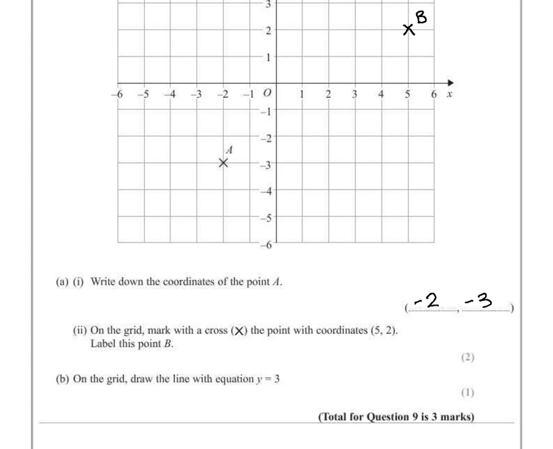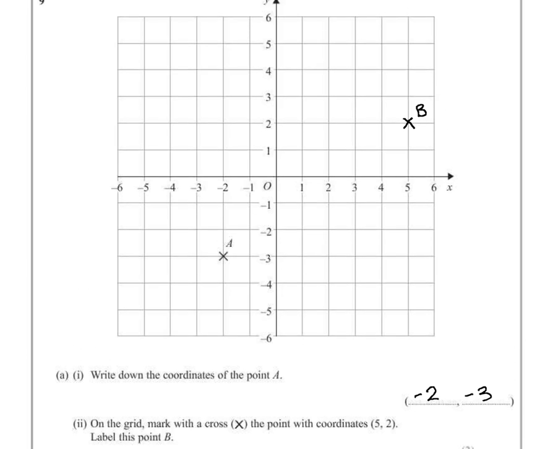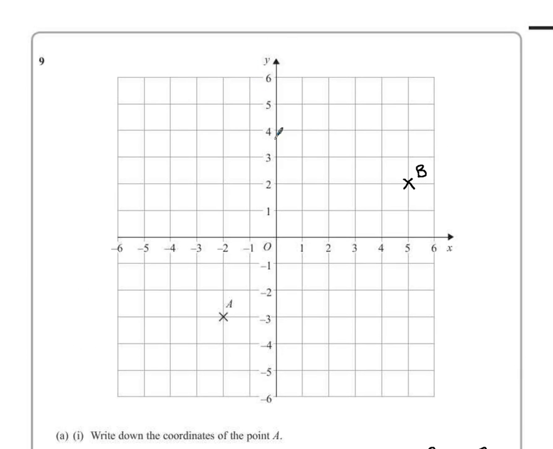Question B, on the grid, draw a line with equation y equals 3. This is a 1-mark question, so we're not expecting too much, but what we need to do is just remember that we're looking for a line that shows where every point on that line y is equal to 3. Well, we know that y equals 3 here, so we can put a small cross there just to remind ourselves.